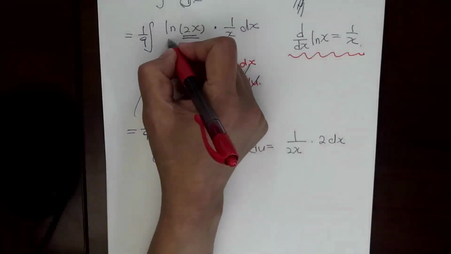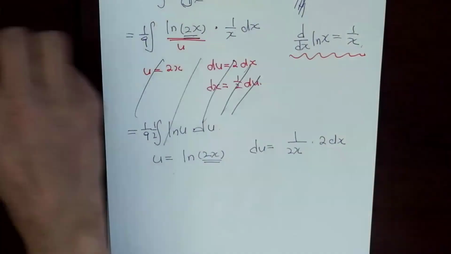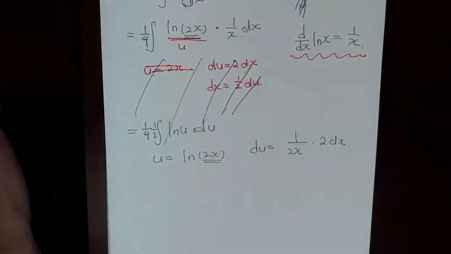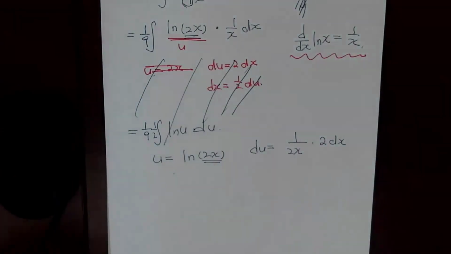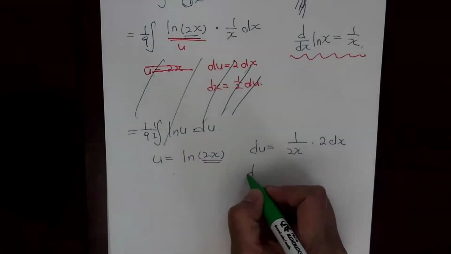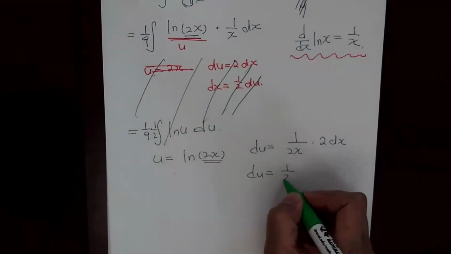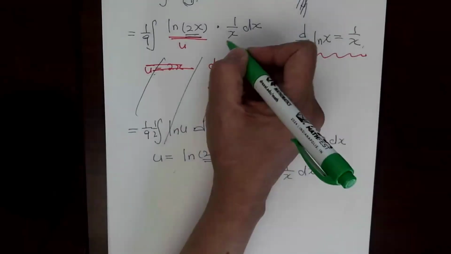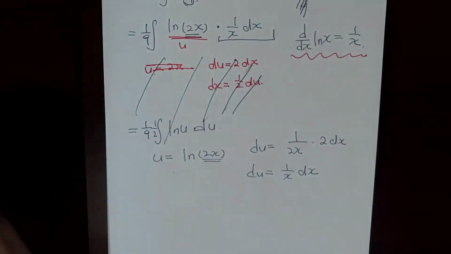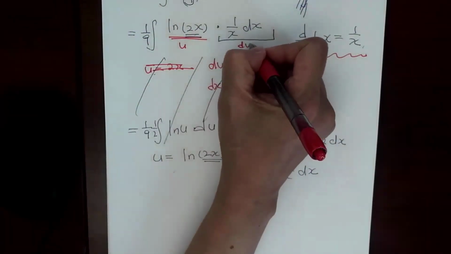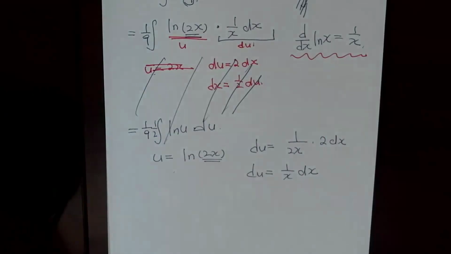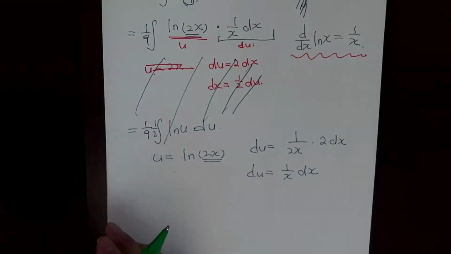So here is u. And then we have du equals 1 over x dx. So actually this one is du, right? Any question or confusion? Did everybody follow?